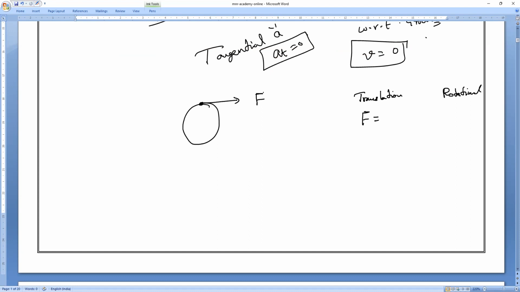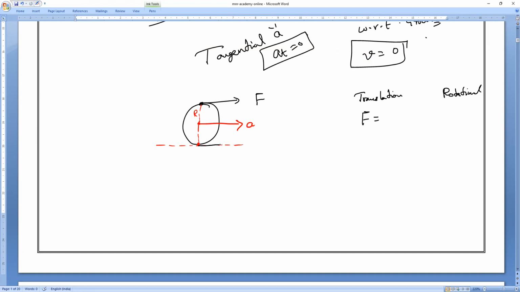In translational motion, let me take the applied force F at the topmost point. I'm applying the force F at the topmost point, on a disc or whatever is convenient, whose radius is R and whose center of mass is C, and the acceleration of the center of mass is A. This is the point of contact. Can you tell me what is the acceleration of the point of contact?